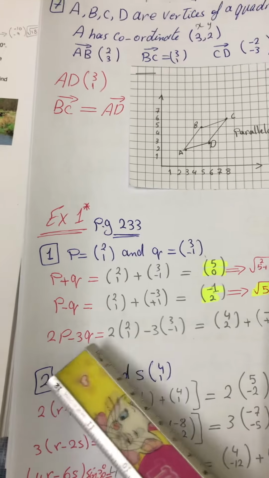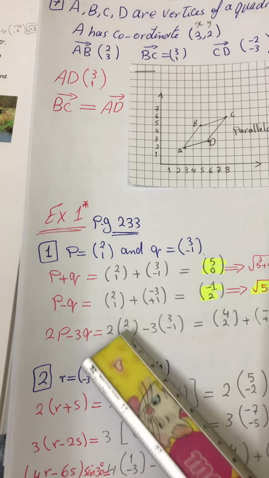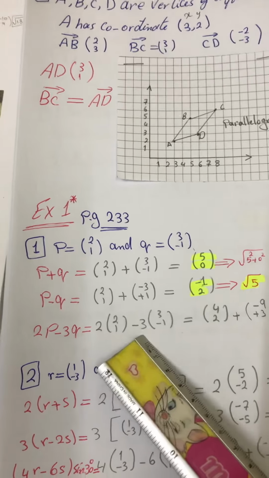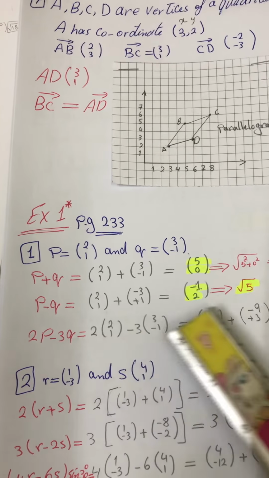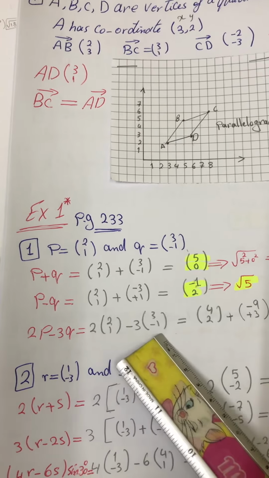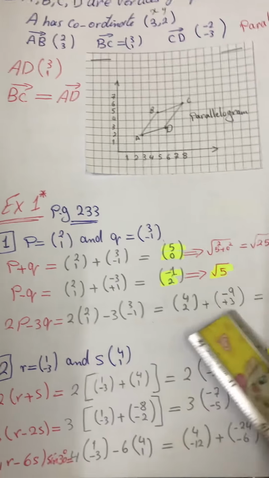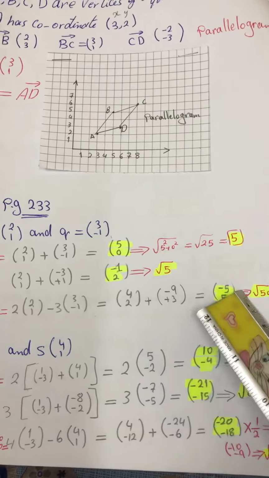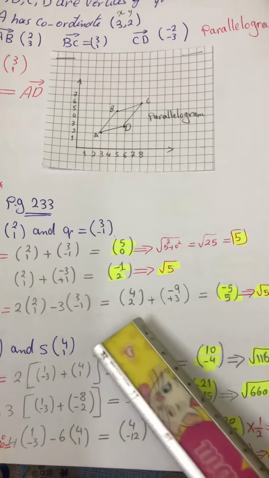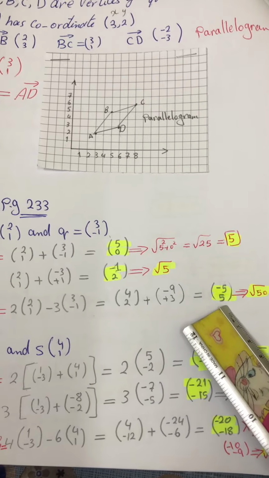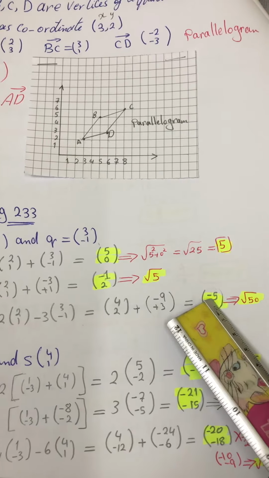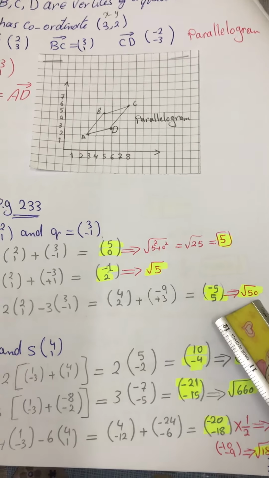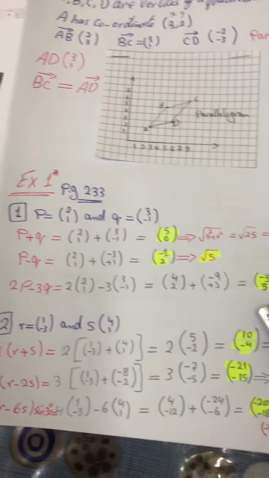Now 2p minus 3q: I take 2 multiplied by 2 equals 4, and 2 multiplied by 1 equals 2. Negative 3 multiplied by 3 equals negative 9. Negative 3 multiplied by negative 1 equals positive 3, and between them plus. Now 4 and negative 9 equal negative 5, take the sign of the bigger and subtract. 2 and 3 equal 5. Now negative 5 squared plus 5 squared under the square root. You can keep it as a surd.